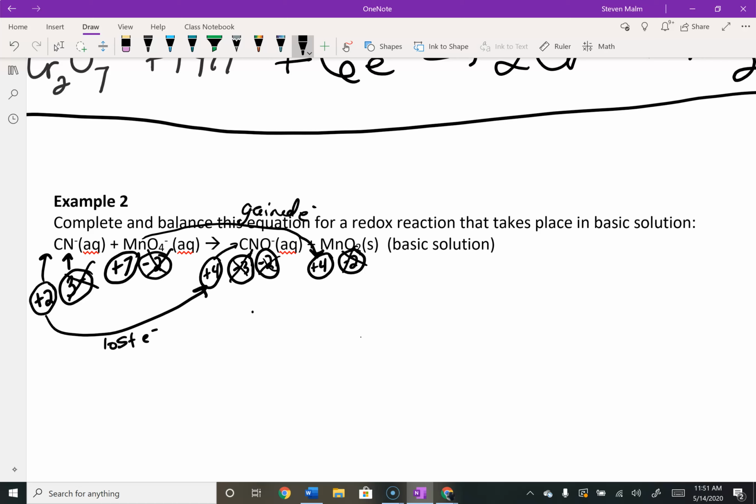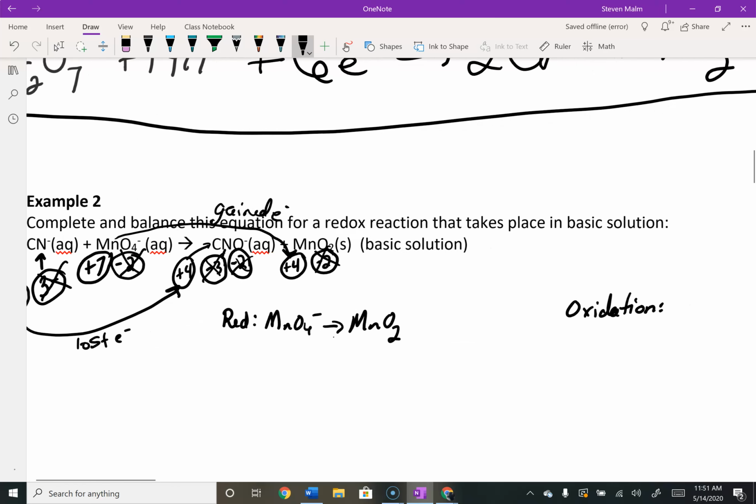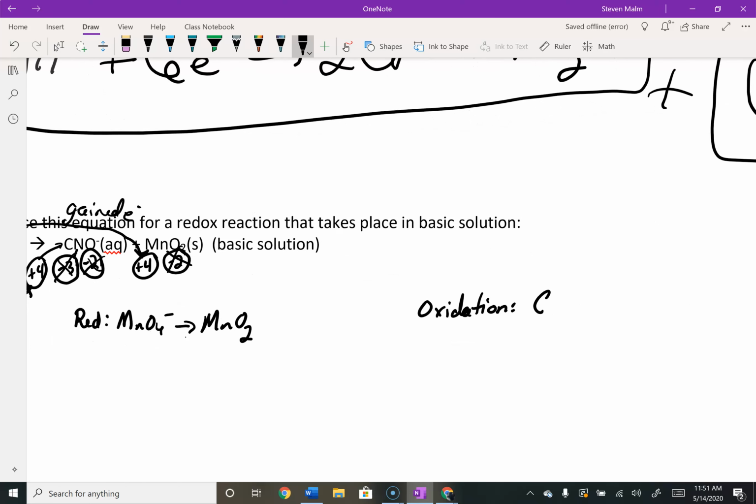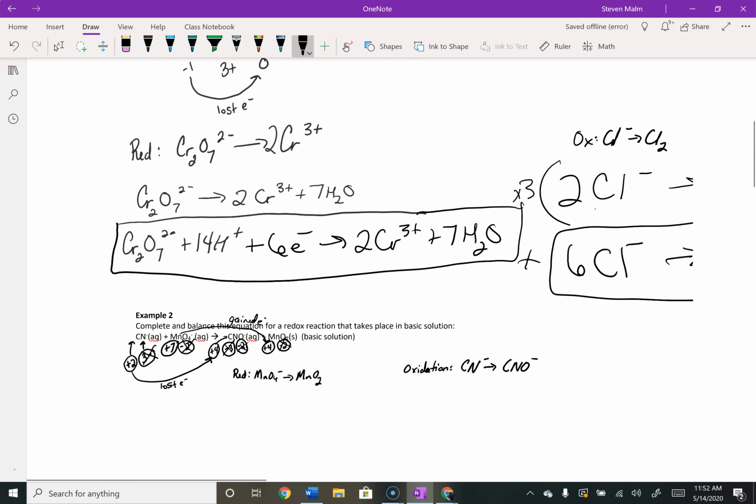So next thing we want to do is we want to split them into two reactions. So we're going to write a reduction and we're going to write an oxidation. So our reduction reaction is going to be the manganate. And our oxidation is going to be the CN minus and the CNO minus. So CN minus makes CNO minus.